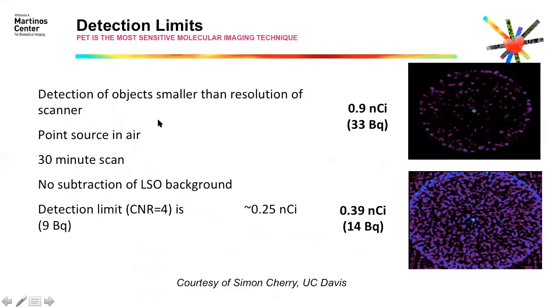So how good is PET imaging to detect molecular processes? Well, PET is actually the most sensitive molecular imaging technique that exists right now. And here are some examples, courtesy of Simon Cherry from UC Davis, of how little radioactivity needs to happen within the body to be able to detect.